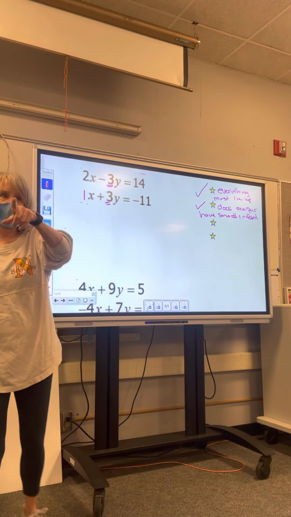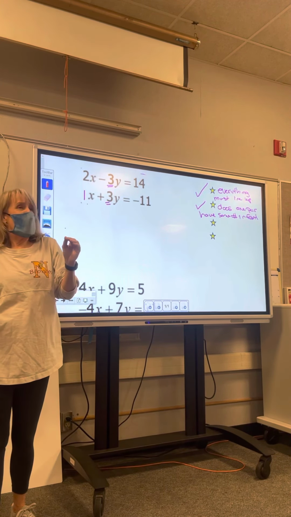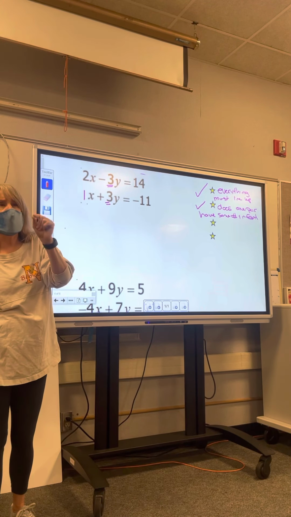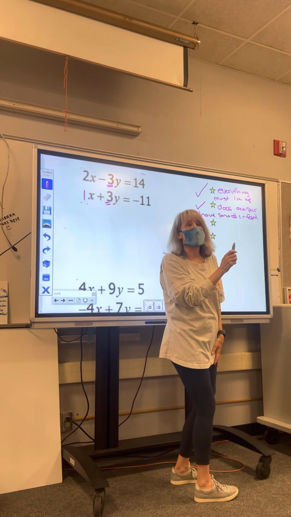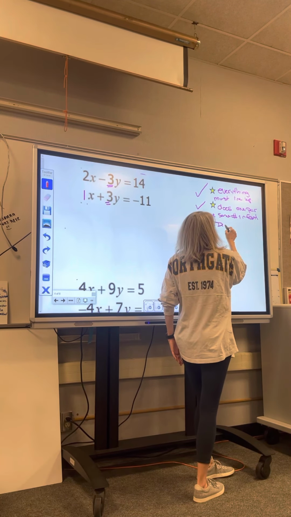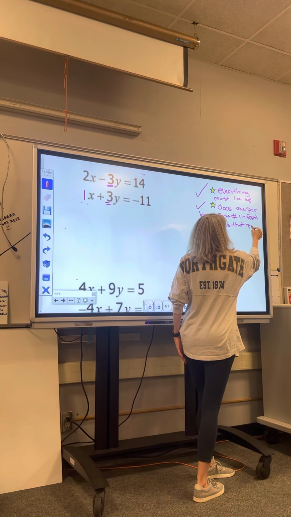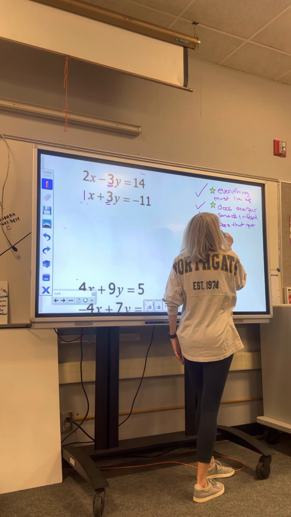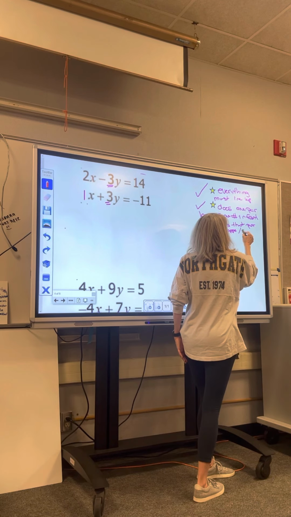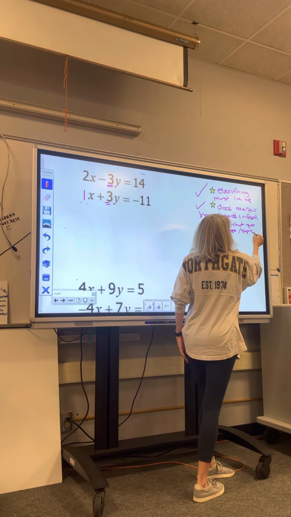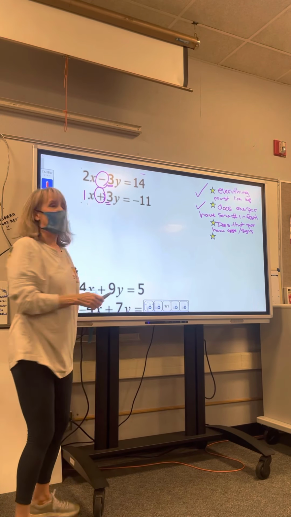Hold on. I know where you're going. The third thing that has to happen is not only do they have to be the same number, they have to have one more thing going for them. Those numbers have to have opposite signs. Does that pair have opposite signs? In this case, take a look. I got a negative, I got a positive.